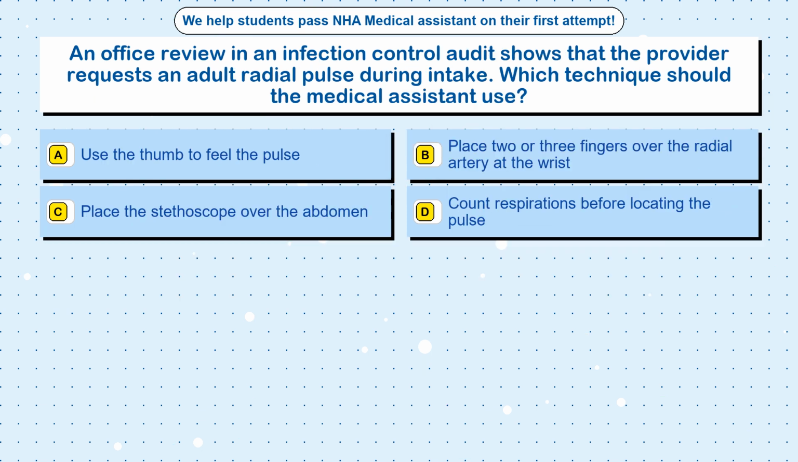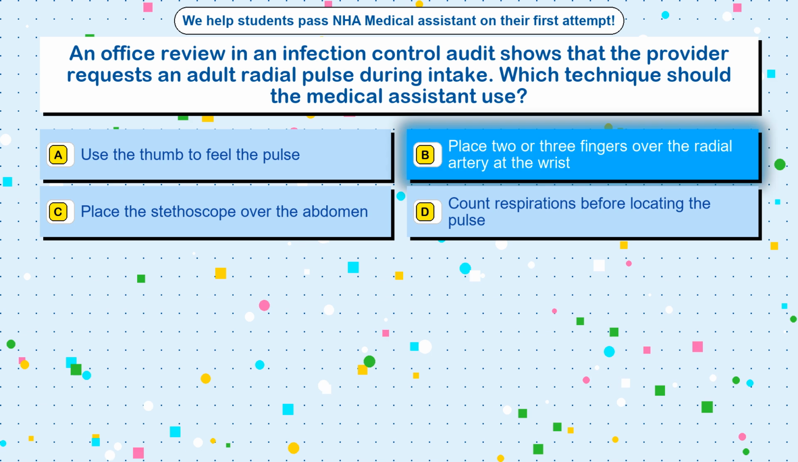Question 37. An office review in an infection control audit shows that the provider requests an adult radial pulse during intake. Which technique should the medical assistant use? Option A, use the thumb to feel the pulse. Option B, place 2 or 3 fingers over the radial artery at the wrist. Option C, place the stethoscope over the abdomen. Option D, count respirations before locating the pulse. The correct answer is option B, place 2 or 3 fingers over the radial artery at the wrist.